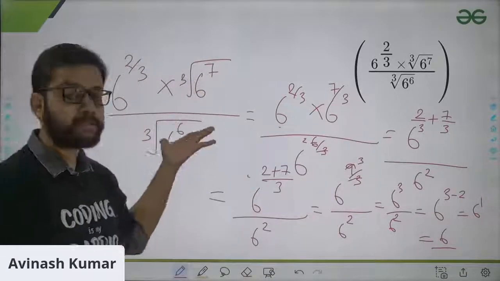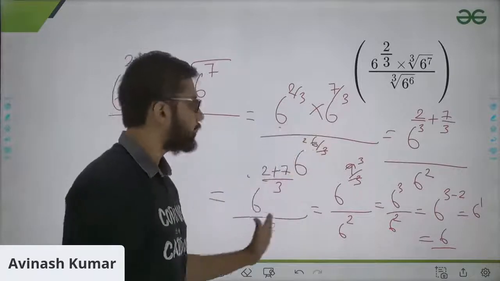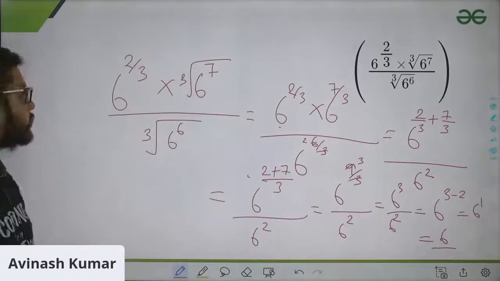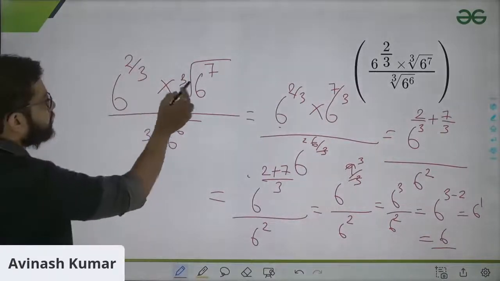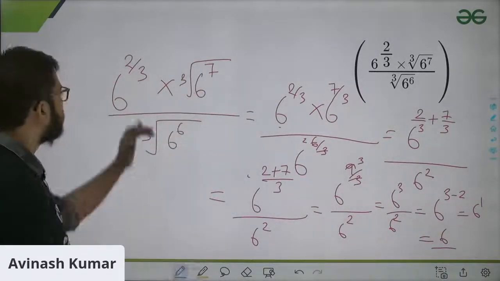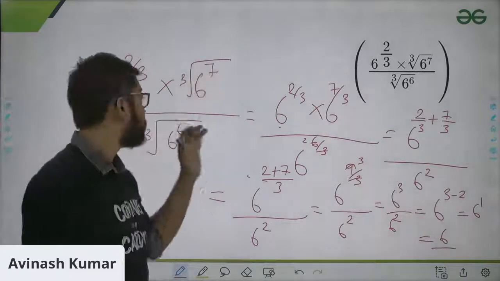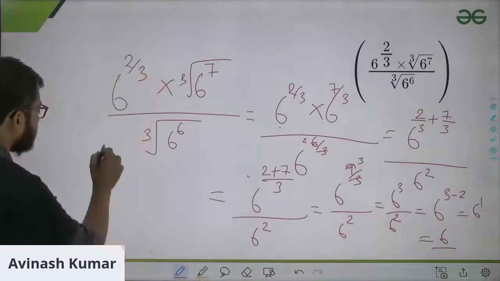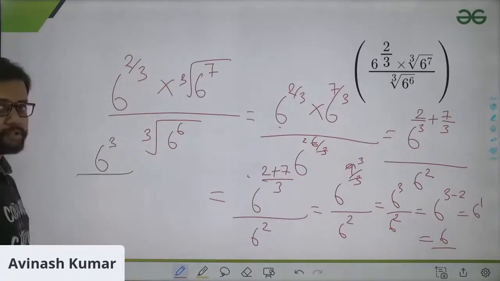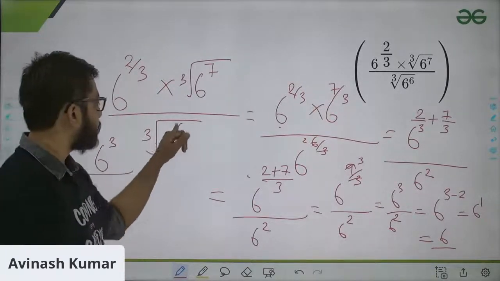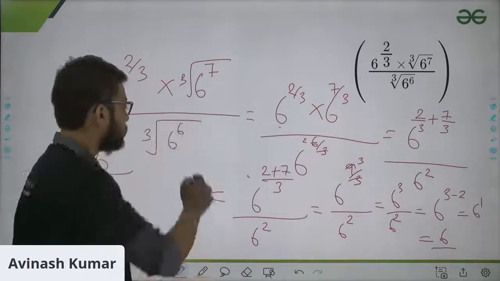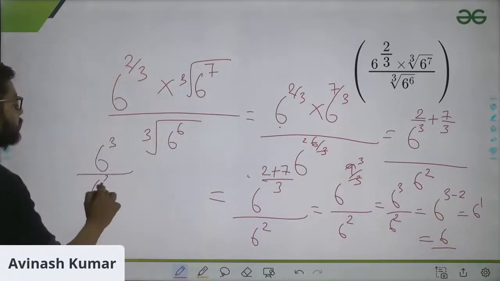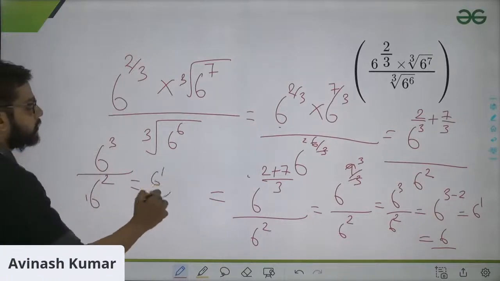But just because I'm making this whole thing as an understanding, it's taking so much time. Once you are in the examination, you will see: this is 2 by 3, this will directly go upon 7 by 3. 2 by 3 plus 7 by 3, 3 is the LCM, it's 9 by 3, it's 3. So in the examination you directly write 6 to the power 3 over here. This is 6 to the power 6 and this 3 will directly go upon this, and this gives you 6 to the power 2. The base is the same, so the answer is directly 1.